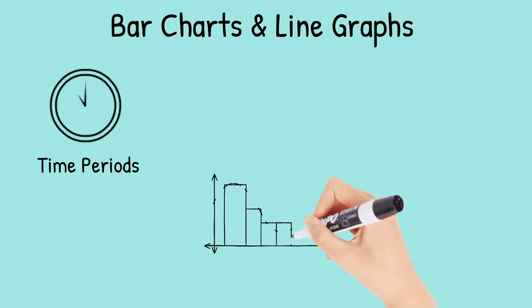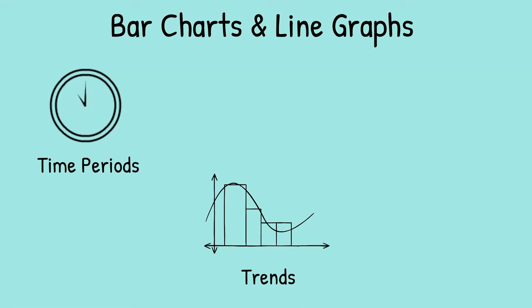Next, what is the most obvious trend? You should look for any clear increases or decreases in the data. They could be gradual or sharp changes. Next, are there any notable similarities?